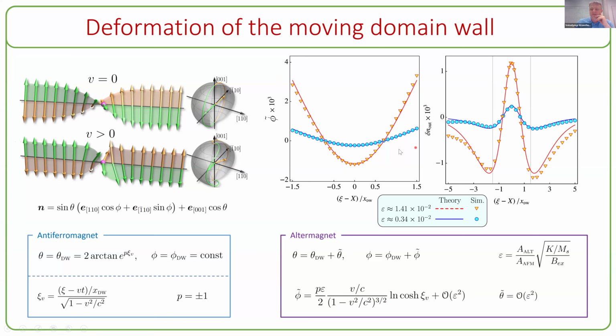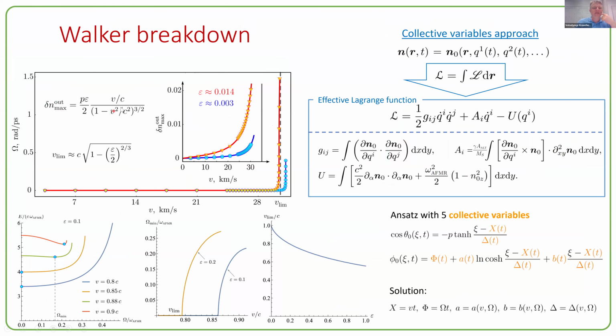So this is the dependence of phi on coordinate, and this is the perpendicular component of the Néel vector, the component perpendicular to the plane of the unperturbed domain wall. Of course, it depends on altermagnetism and on velocity. For high velocity it gets large, and of course we can expect that something dramatic should happen with our domain wall when the velocity is too high. And indeed, the solution changes form when the velocity exceeds some limit value.